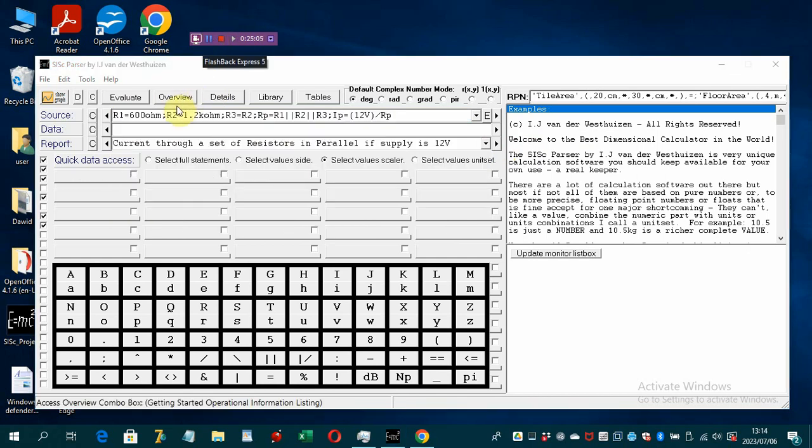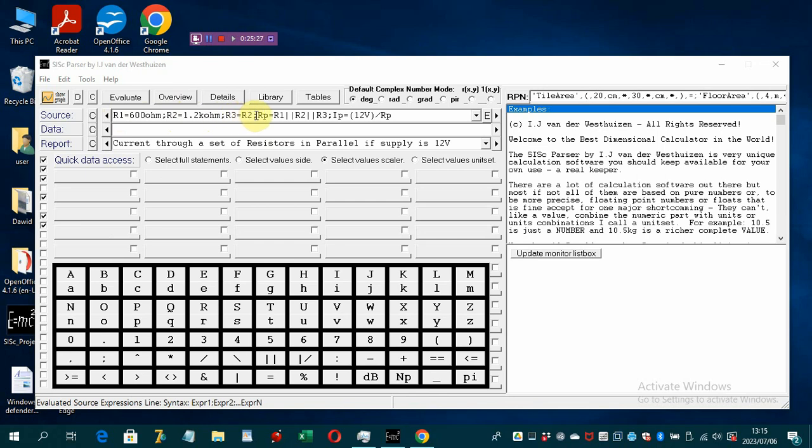Okay, we're going to do an electrical calculation. We have three resistors, R1, R2, and R3. And we have a battery of 12 volt. So R1 equals 600 ohm, R2 equals 1.2 kilo ohm, and R3 is equal to R2.